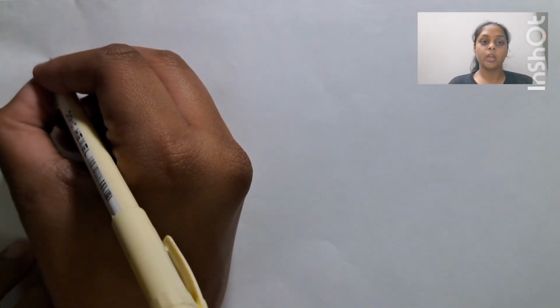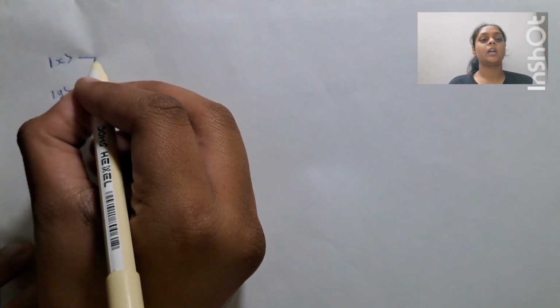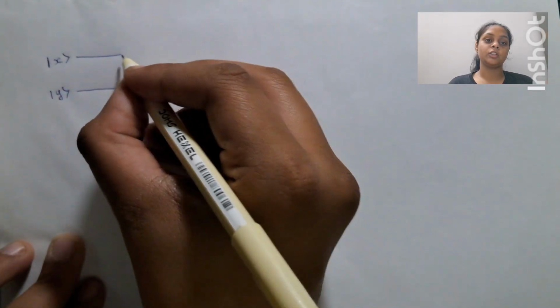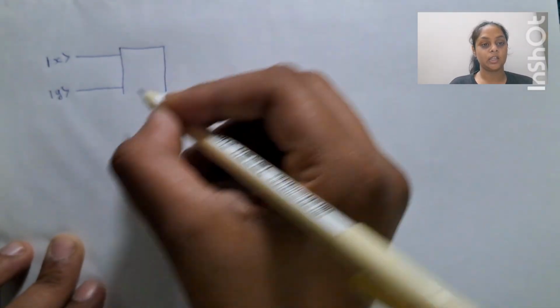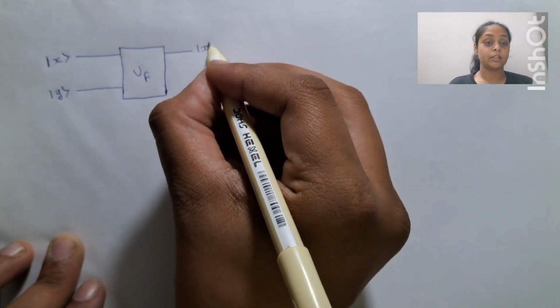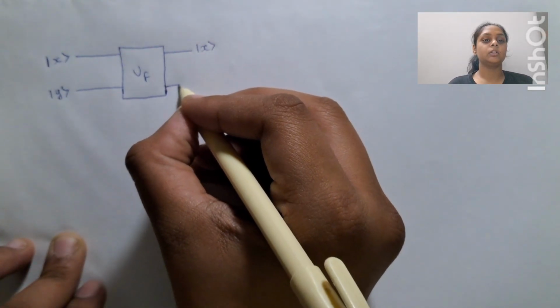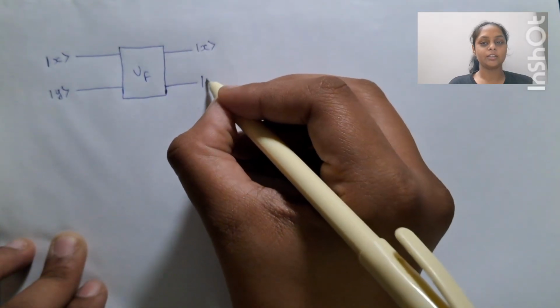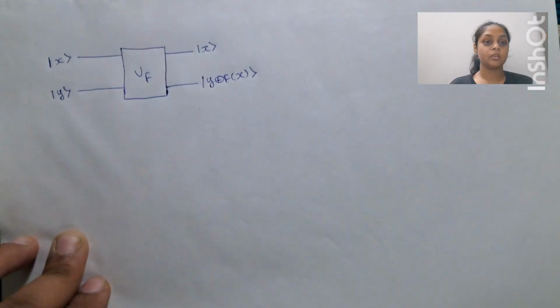Now let us look at the circuit diagram of the quantum oracle. A quantum oracle has two inputs, |x> and |y>. These are connected to a black box, which we can call U_f, and it has two outputs: |x>, which is the output of the first qubit, and |y XOR f(x)>, which is the output of the second qubit.